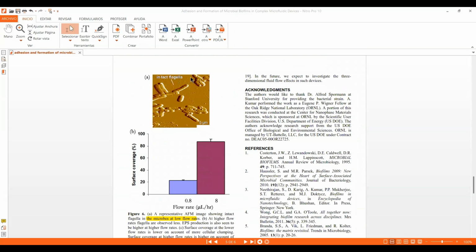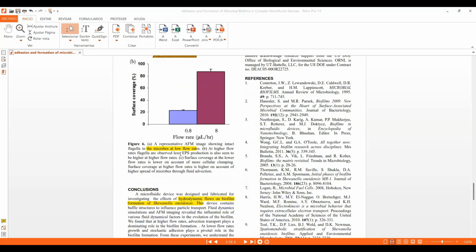Here we can observe this image when they applied FNM to observe, and the flagella, they can observe intact flagella in the microbes at the low flow rates in this case. And when they compare the flow rates with the surface coverage, they have more surface coverage at a higher flow rate, like we can observe here in this graphic.